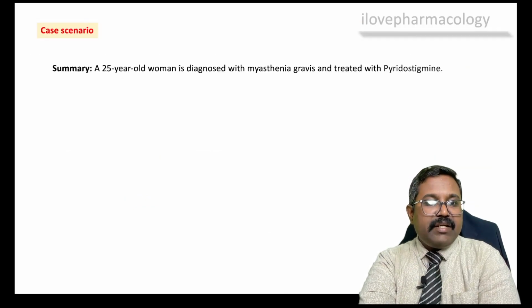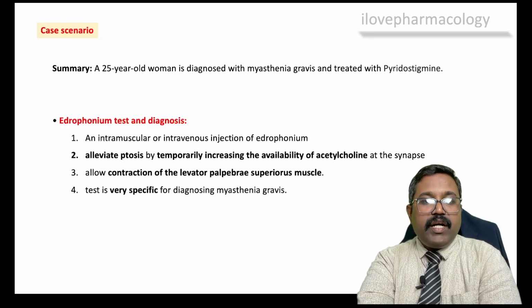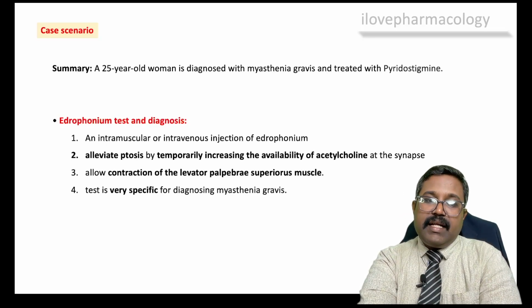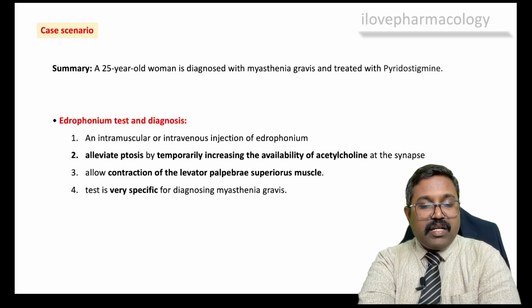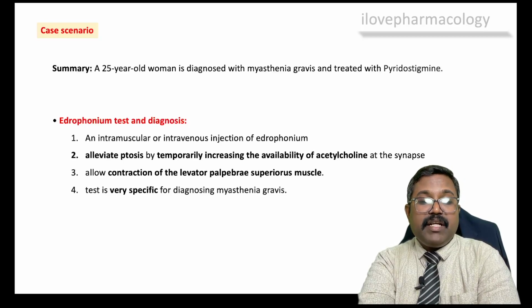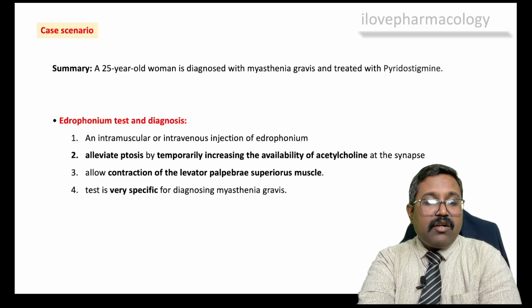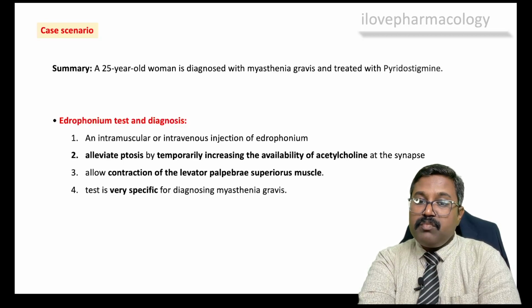Coming to the case scenario, the summary is that a 25-year-old woman is diagnosed with myasthenia gravis and treated with pyridostigmine. Now the edrophonium test and diagnosis. Edrophonium is used to diagnose myasthenia gravis. It is given by intramuscular or intravenous injection because of its shorter duration of action. It will elevate the ptosis, that is the drooping of the eyelids, by temporarily increasing the availability of acetylcholine at the synapse, and also allows contraction of the levator palpebrae superioris muscle, and is a very specific test for diagnosis of myasthenia gravis.